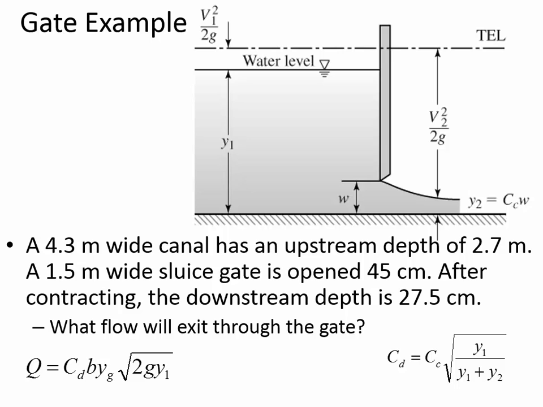Coefficient of discharge, you put it into the formula, get that's 0.5822. So ultimately, when you put in all of the variables, the flow rate through that gate is going to be 2.86 cubic meters per second.